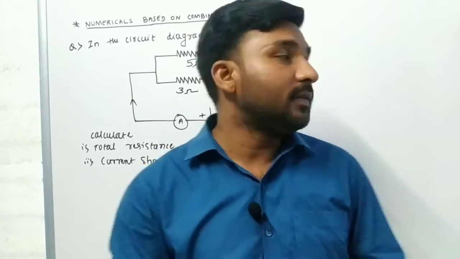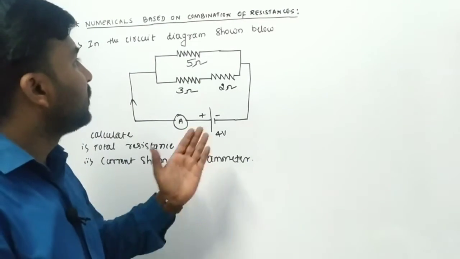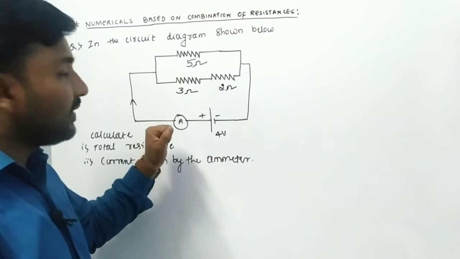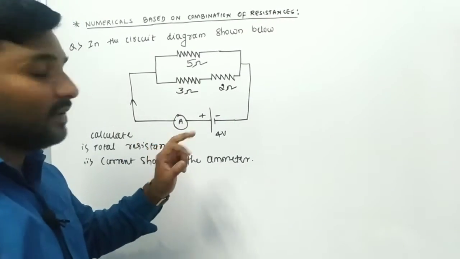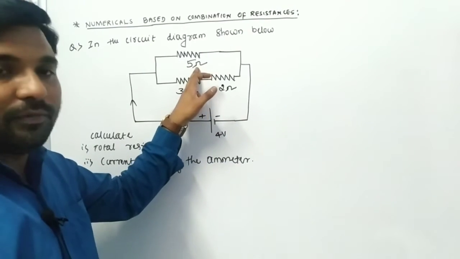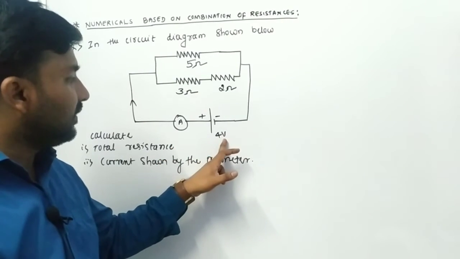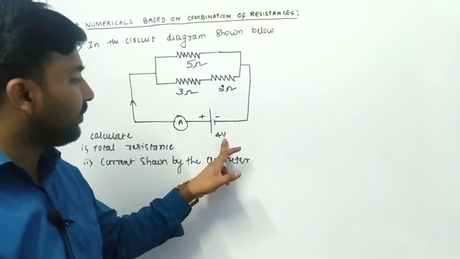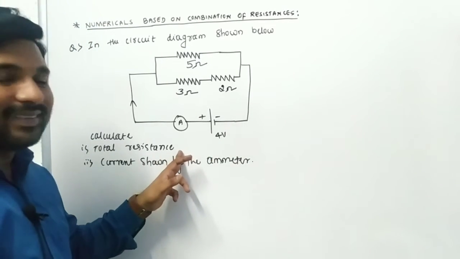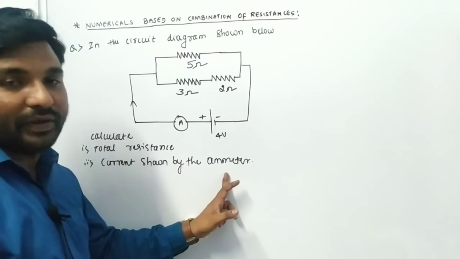The next question is, in the circuit diagram shown below, here we have the circuit diagram which is having the resistors 3 ohm, 2 ohm and 5 ohm connected across ammeter and the cell having the potential difference 4 volt. Calculate the total resistance and current shown by the ammeter.